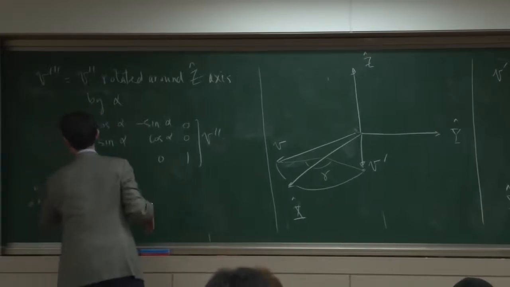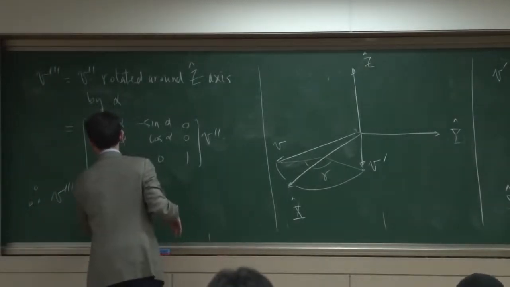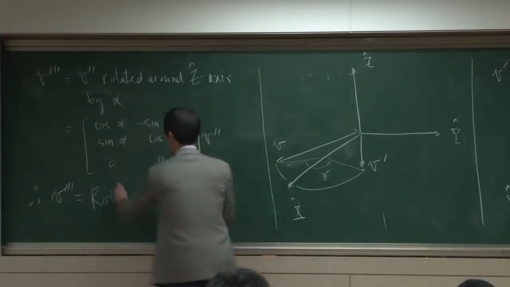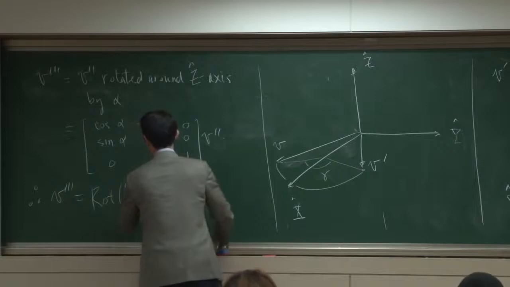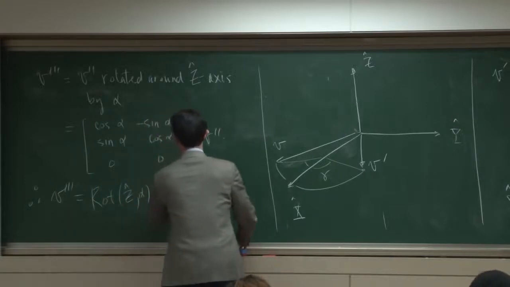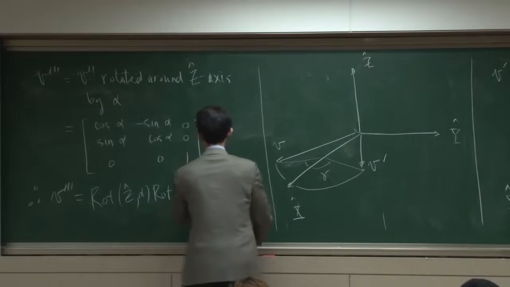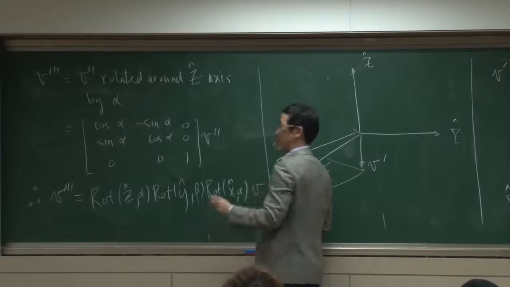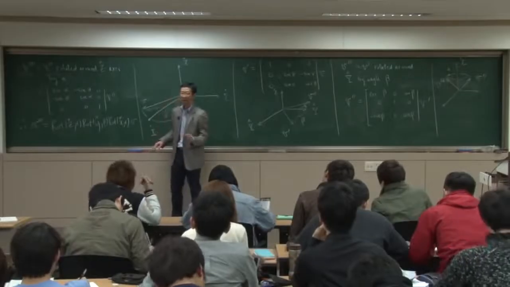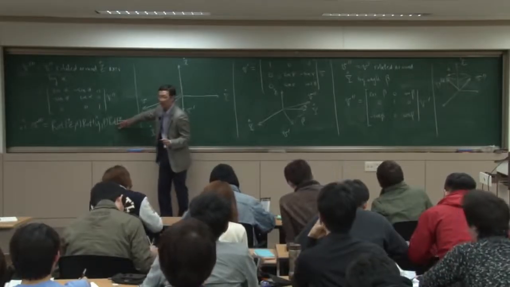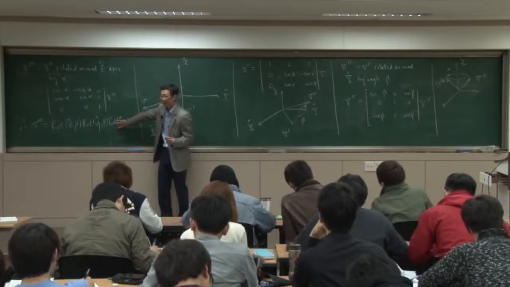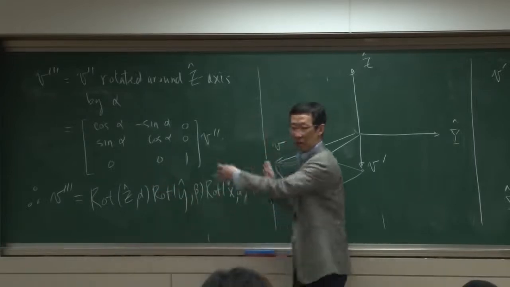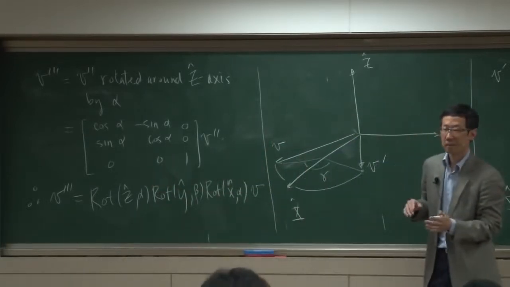So v triple prime is what? Simply rotation. Let's now use our new notation. It's rotation around the z-axis by alpha, rotation around the y-axis by beta, rotation around the x-axis by gamma, times v. So here's my first rotation, which gives me v prime. This is v double prime. The whole thing is v triple prime.